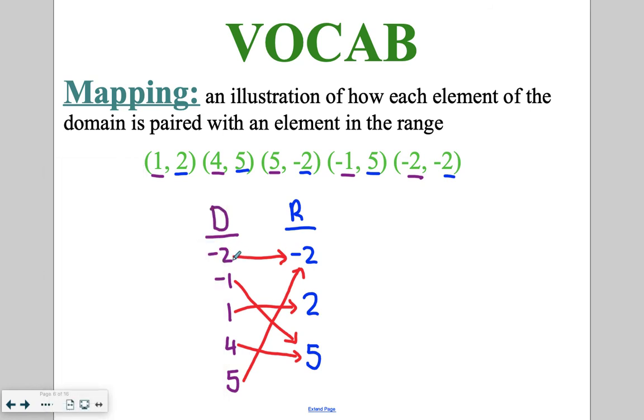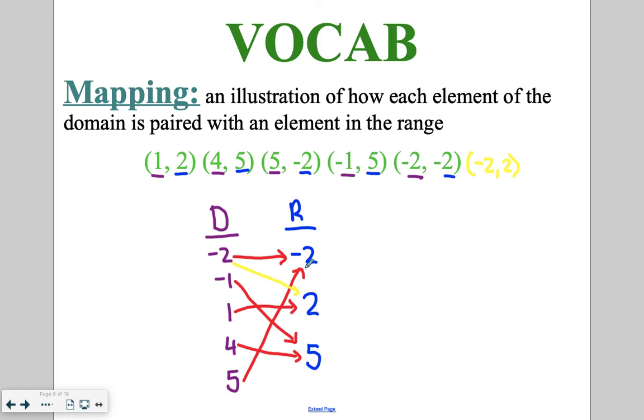If there's only one arrow coming out of each number, then it is a function. If, for example, there had been another arrow that went from -2 to 2, because there was another point, -2, 2, then it would no longer be a function because there are 2 arrows coming out of one number. So if each number in the domain only has one arrow coming out of it, it's a function.